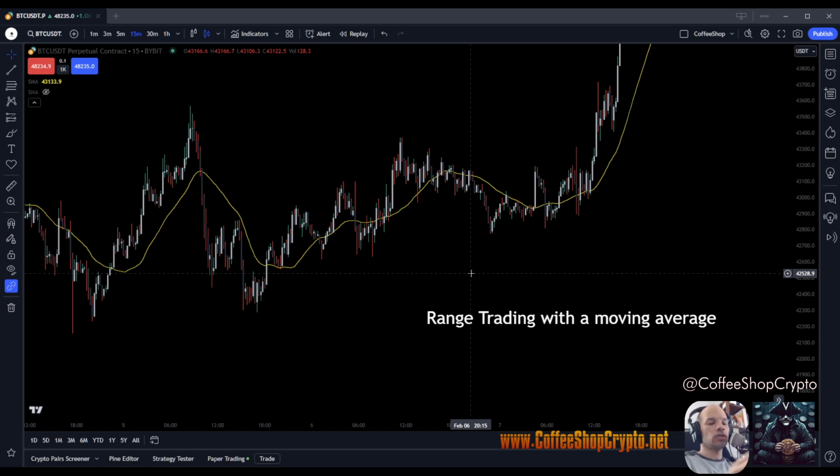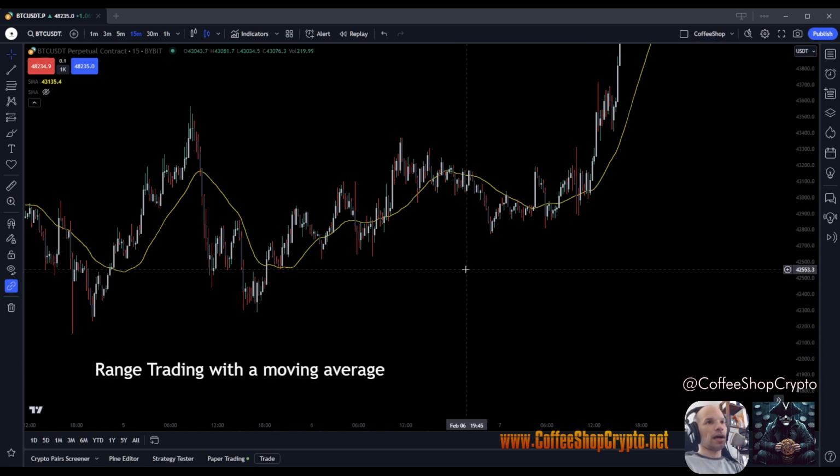You don't need all these complicated indicators to do it. You don't have to hire somebody to do that for you. You don't need all that stuff, okay? You don't need SMC or ICT, all that stuff. You simply need a moving average and the box tool that exists in TradingView. So let's get into how this works.